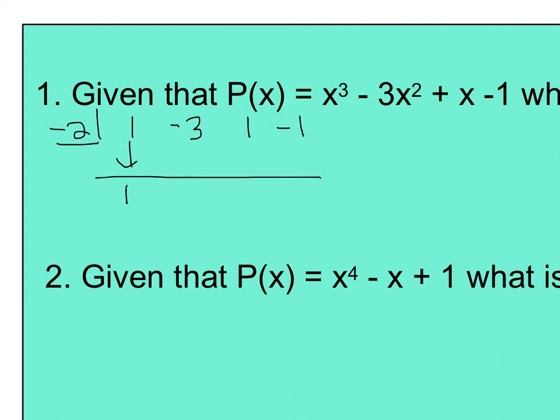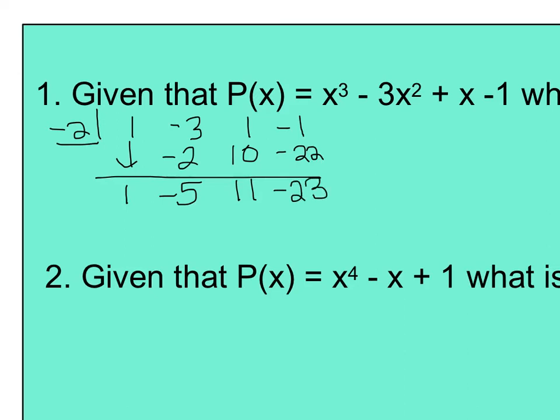So 1 times -2 is -2. -3 plus -2 is -5. Multiply again. -5 times -2 is 10. Now we add, which makes 11. Multiply one more time, which makes -22. And we get a result of -23.